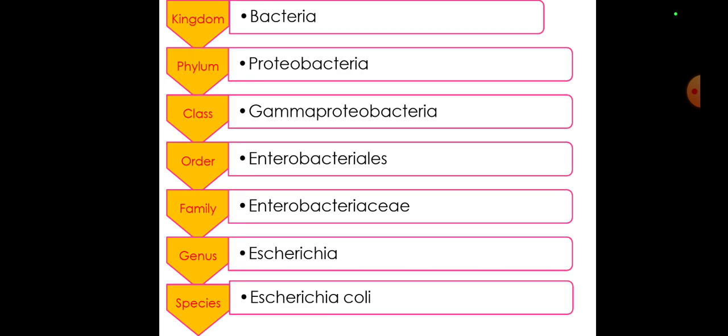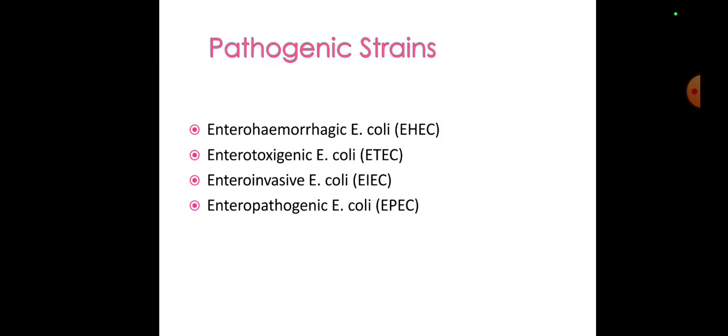This is the hierarchy of this E. coli. It belongs to the kingdom Bacteria, phylum Proteobacteria, class Gamma Proteobacteria, order Enterobacterales, family Enterobacteriaceae, genus Escherichia, species E. coli. And coming to the pathogenicity of E. coli, there are 4 important strains of E. coli. The first one is enterohemorrhagic E. coli, which is called EHEC, and enterotoxigenic E. coli, which is called ETEC, and enteroinvasive E. coli, which is EIEC, and enteropathogenic E. coli, that is EPEC.